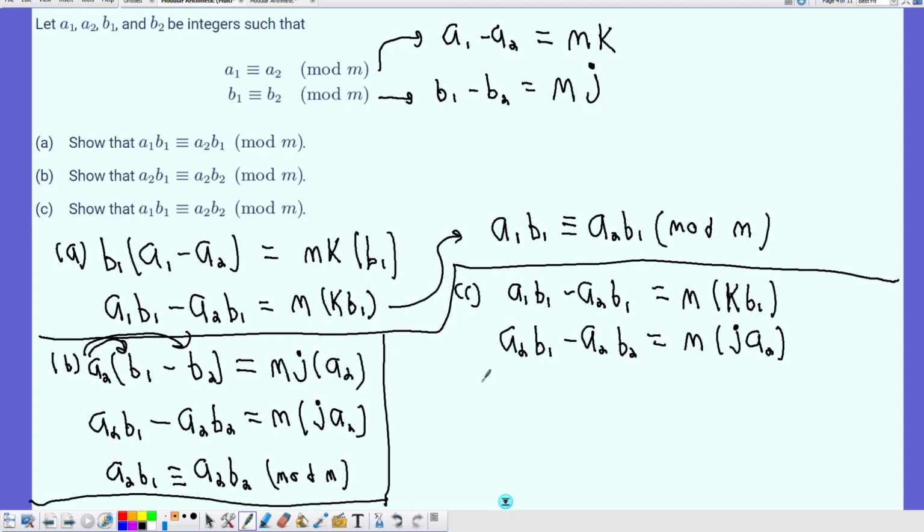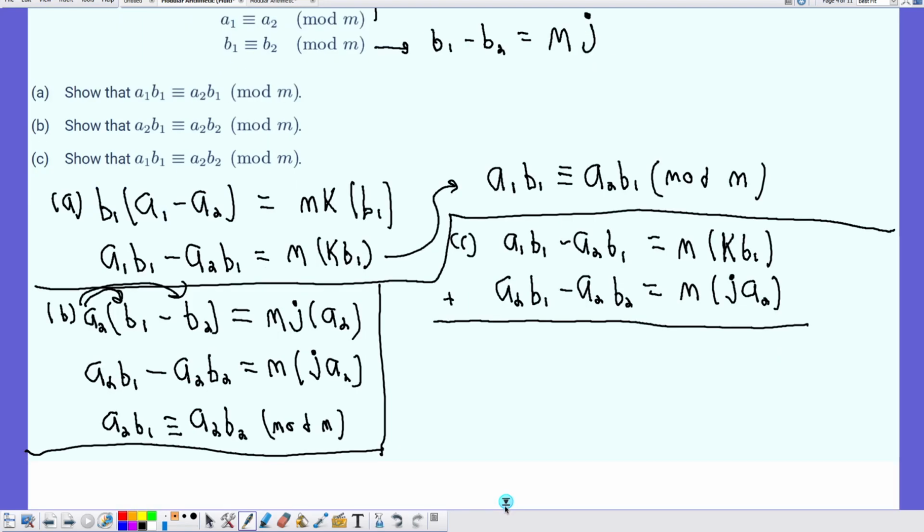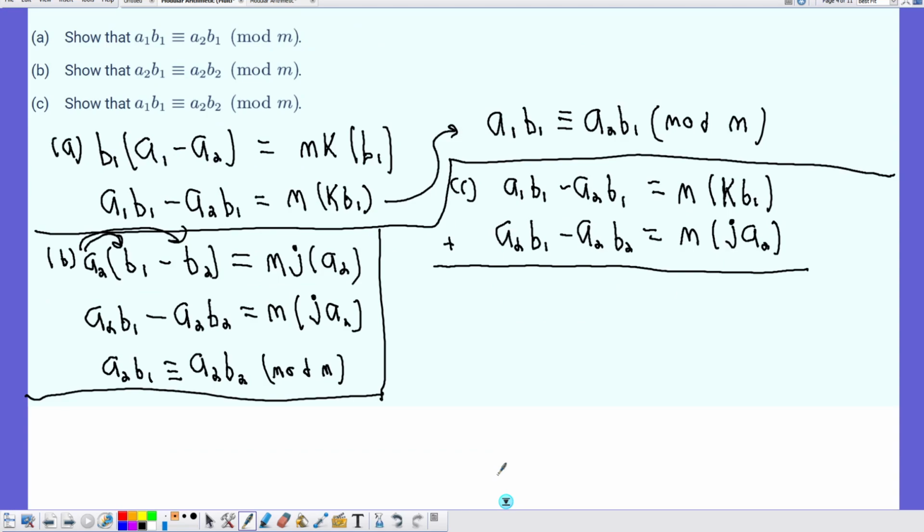Now, I have two equations, and I can see, just looking at what I have, that we have negative A2B1 on the first equation and a positive A2B1 on the second equation. And in math, we like when stuff starts to cancel each other out. So if I add these two equations together, we might come across something interesting.